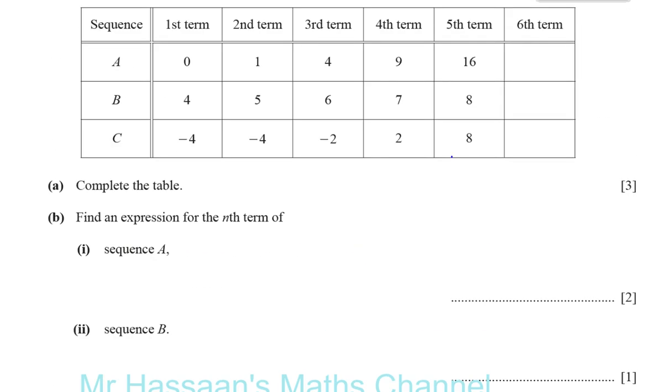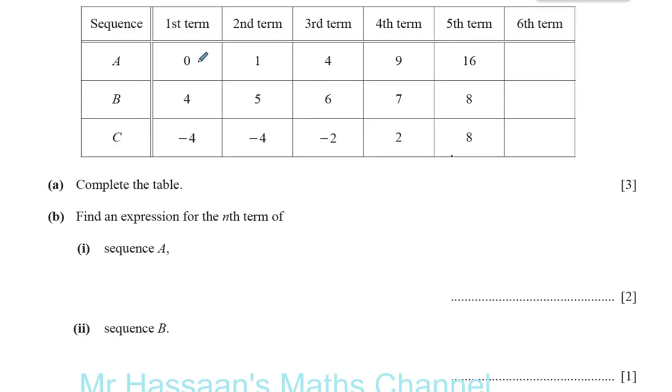So let's just start with A, completing the table. So we see here for the first expression, you've got 0, 1, 4, 9, 16. As you can see, these are the square numbers. 1 squared, 2 squared, 3 squared, 4 squared, that's 0 squared, so that's going to be 5 squared. 5 squared is 25. And then you got 4, 5, 6, 7, 8, 9.